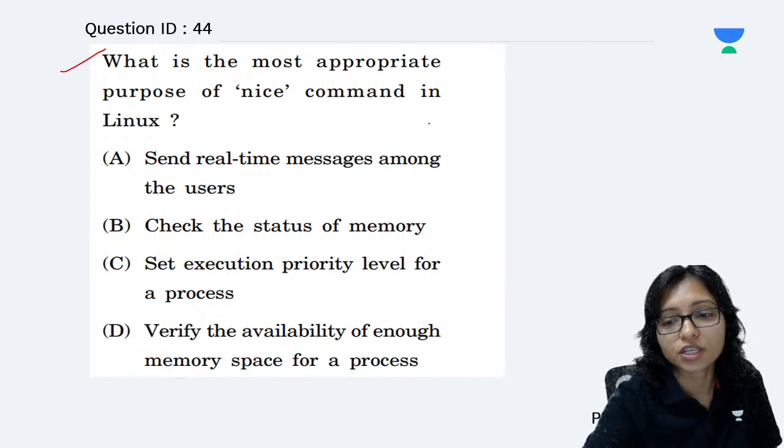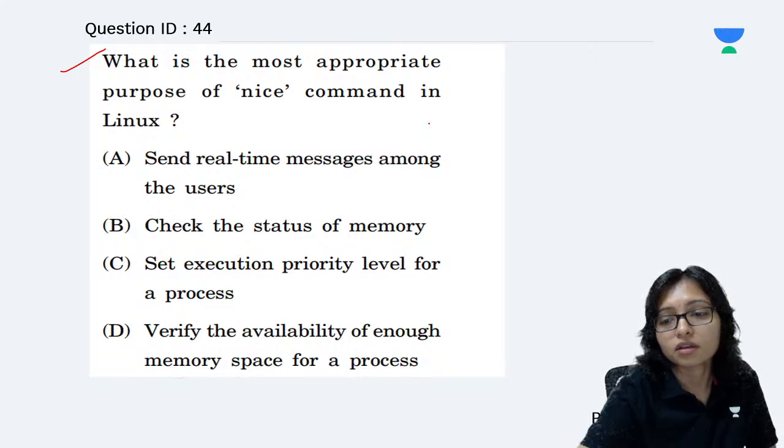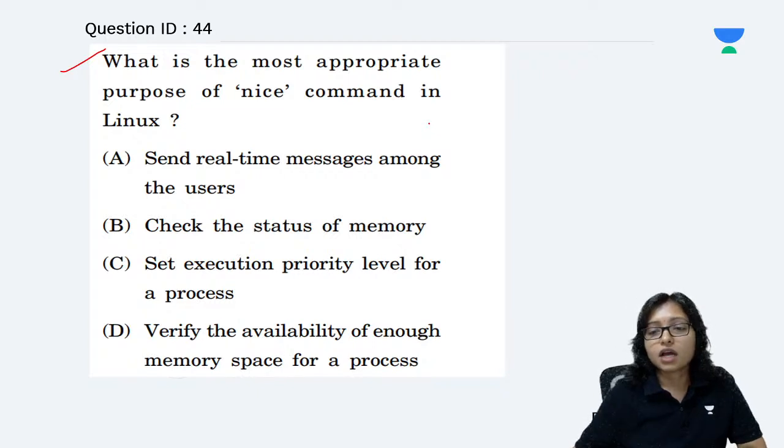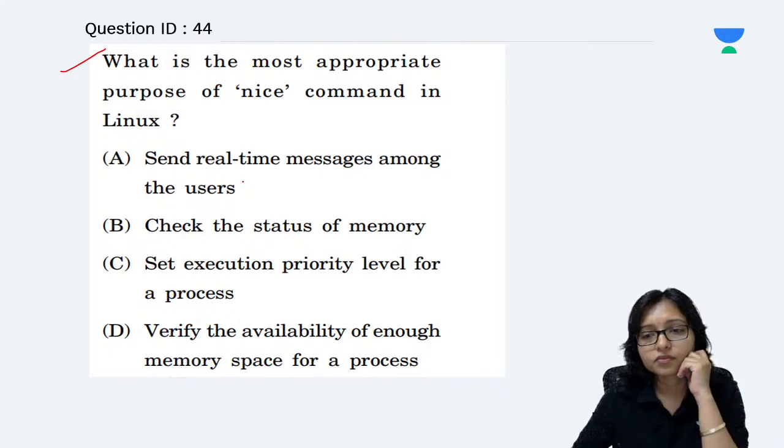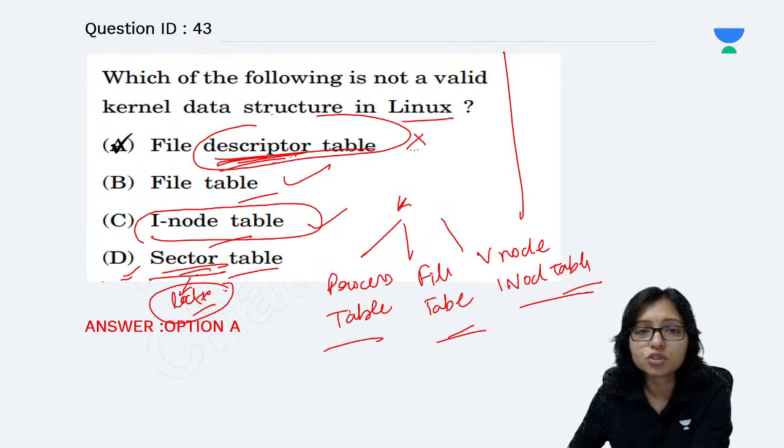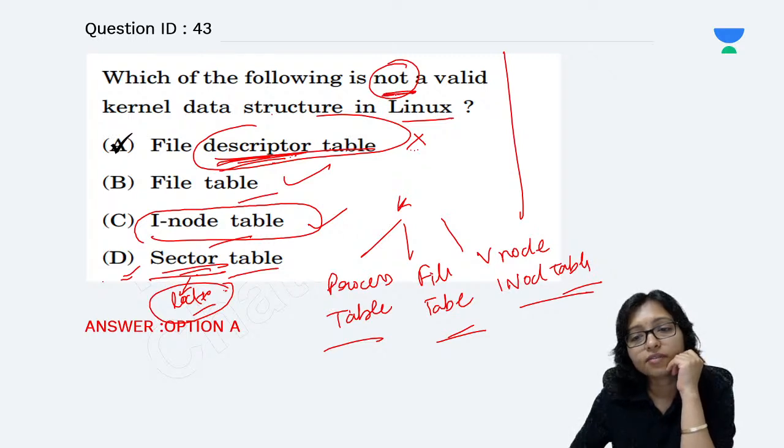That's why the PYQs are very important, because from the PYQs only so many concepts are getting clear. Okay. Answer key D is given. Where? File node is also there. It is also there. It is asking which is not valid, right? It is asking not valid. That's why, as per me, it is the descriptor.